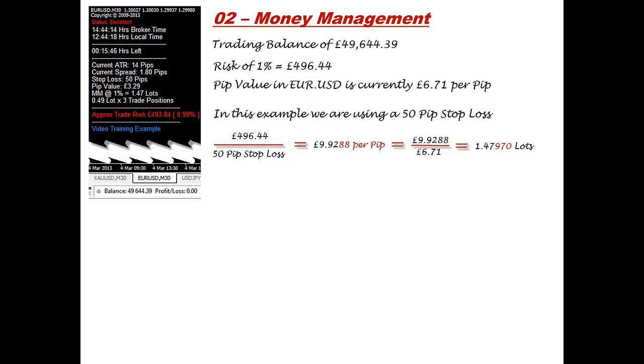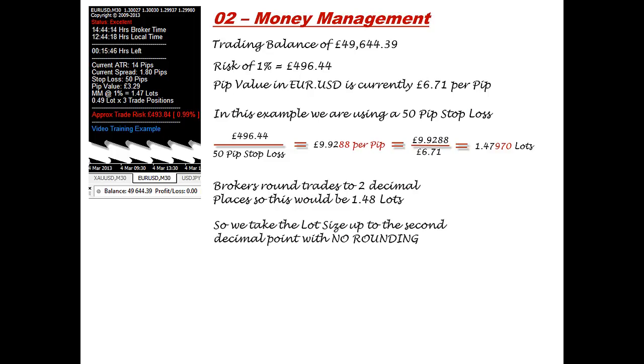In this example, we're going to be using a 50 pip stop loss. So we take our £496 and divide that by 50 pips. And that gives us £9.92 plus some extra digits. Then we take the £9.92 and divide that by our pip value of £6.71 and that gives us 1.47 and then 970 lots. Brokers round trades to two decimal places, so this would be 1.48 lots.